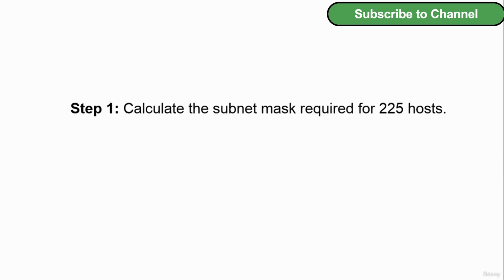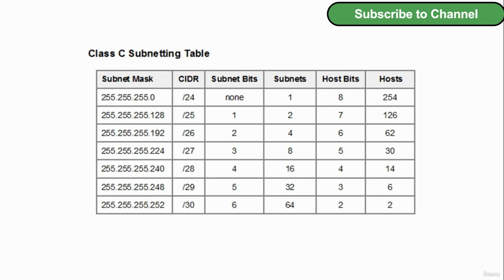So the first step is to calculate the subnet mask required for 225 hosts. We'll go to the subnetting table, and 126 is not going to do it, so I'm going to have to go right up to 254. In this example, and this happens sometimes, I'm not going to have something that's subnetted. I'm going to have to go with a /24 default mask because of the number of hosts required. I have to use all 8 bits, and it's only going to be one subnet, so it won't be subnetted in essence.